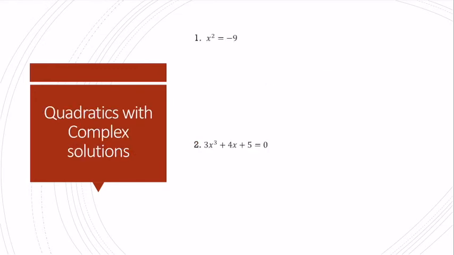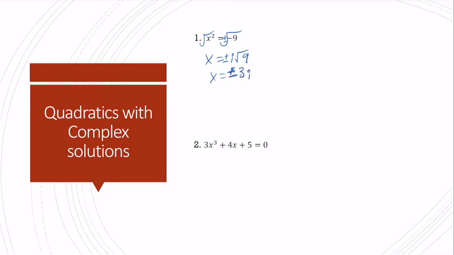So let's go ahead and solve some quadratic complex solutions and write them properly. For this first one, I'm going to use the square root property. I've got x equals plus or minus i square root of 9. So x equals plus or minus 3i.